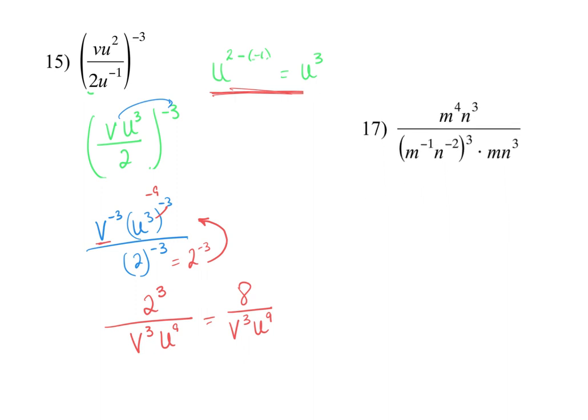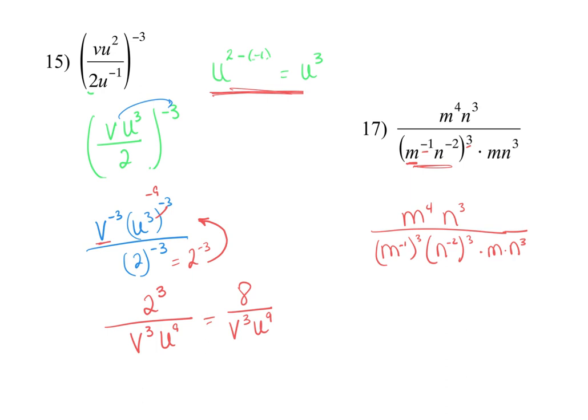The numerator is as simple as it can get. We have an m to the fourth. We have an n cubed. I cannot make that any more simple than it is. Denominator, however, I have a couple things going on. The first thing I'm going to deal with is that parentheses. So I am going to leave my numerator alone right now, and I am going to deal only with the denominator, okay? In the denominator, m to the negative first power to the third power, all right? So I'm going to say, well, I have an m to the negative 1 to the third power. I have an n to the negative 2 to the third power times m times n cubed, all right?